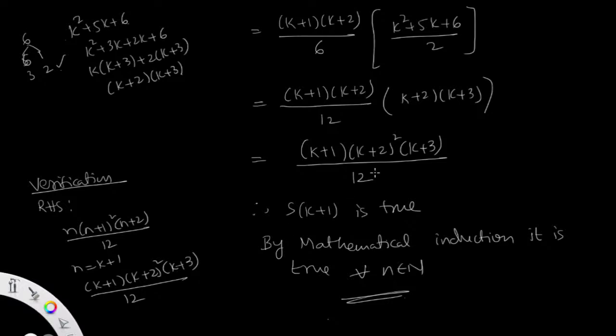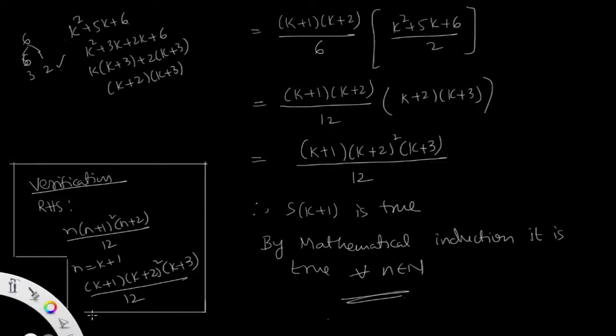Now multiply: k plus 1 into k plus 2 whole square into k plus 3 divided by 12. Therefore, in terms of k plus 1 as n, it is n plus 1 whole square n plus 2 by 12. So it is verified. Therefore, substituting the k plus 1 term, the total series goes the same, only in terms of k plus 1. That is why the given statement is true for all k plus 1. So that is the question. By using mathematical induction, it is true for all n belongs to N. Okay, then go to the next one. Next question, question number 4.